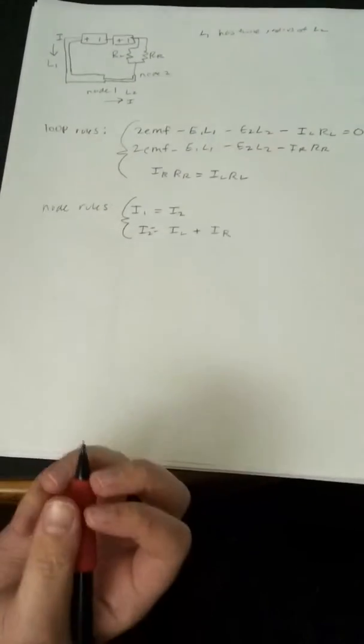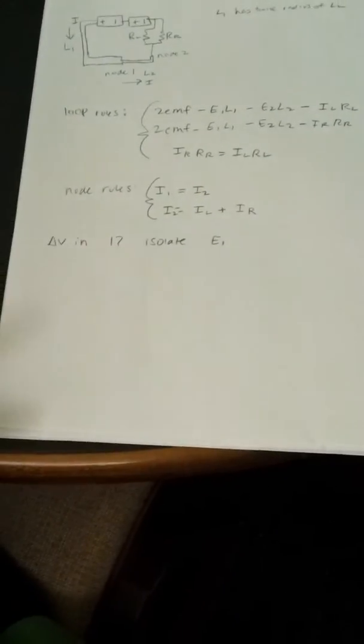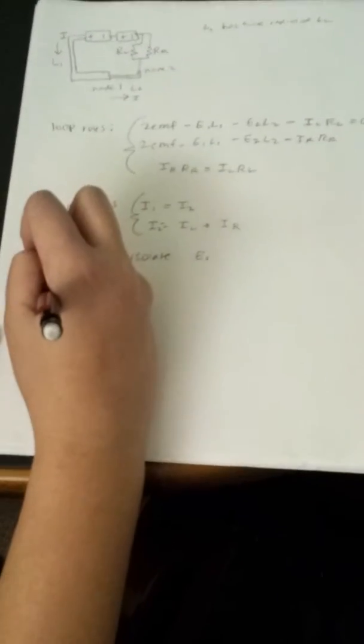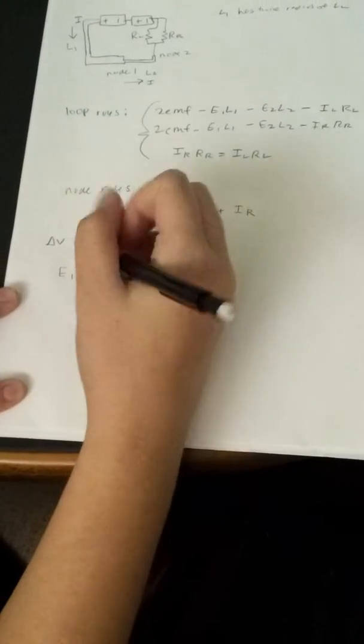Part C asked, what is delta V in wire 1? And our method for solving this problem is going to be to isolate E1, because by doing this we know that delta V equals E1 times L, and we know the L, so if we can get E1 we can get the voltage. So we'll start by writing our first loop rule, rearranged a little bit to isolate the E.